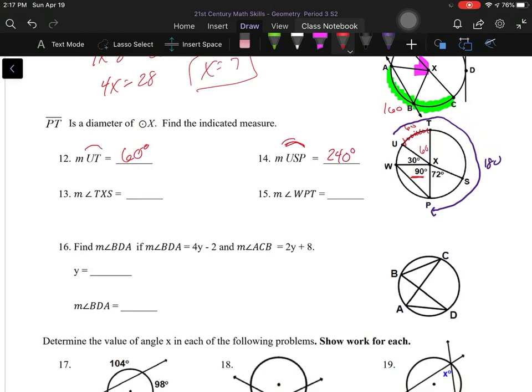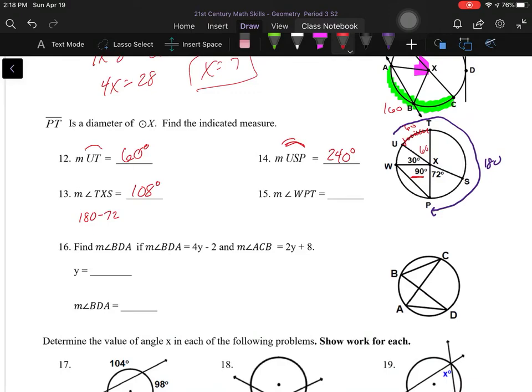Number 13, the measure of angle TXS. Same kind of idea. Because I know the half circle is 180, I can just take 180 minus 72 for that. And that's going to be 108.